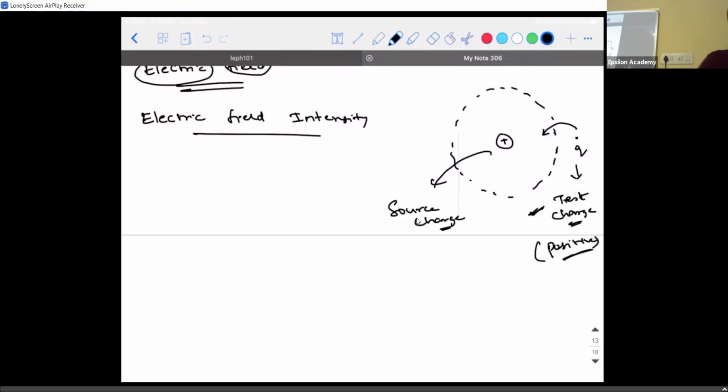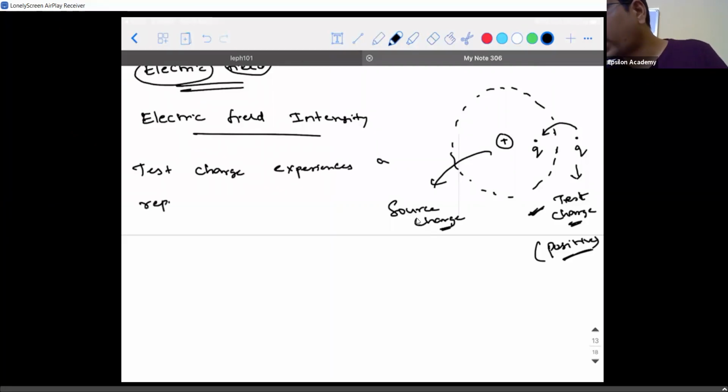Discharge by default is a positive charge. In this case, I took the example of the source charge also to be positive. So what will happen to the test charge? It will start experiencing a repulsive force, right? So in this case, can I say the test charge experiences a repulsive force? Okay, accepted.